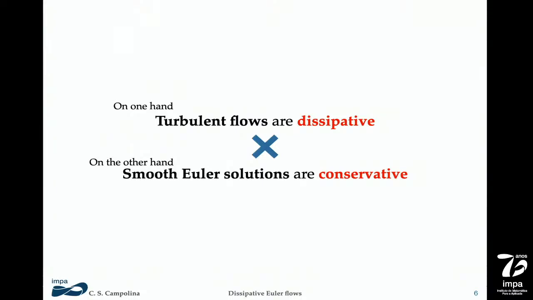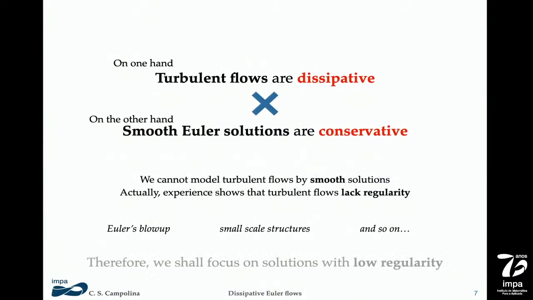On one hand, turbulent flows are dissipative. But on the other hand, smooth Euler solutions are conservative. And there is no paradox here, actually, because we just reached the conclusion that we cannot model turbulent flows by smooth solutions. Experience shows that turbulent flows lack regularity.